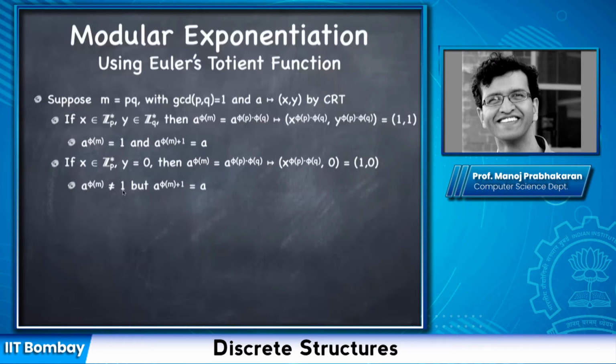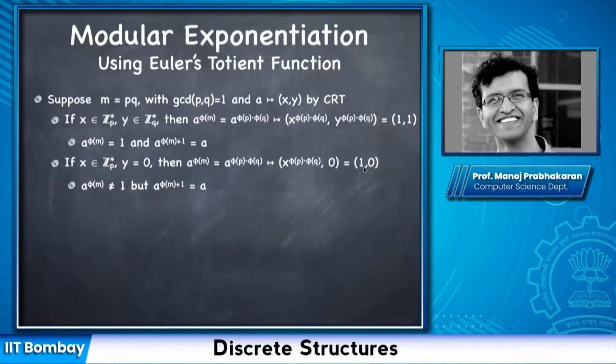Okay. However, if I multiply both sides by a, what do I get? Here it's a to the phi m plus 1. And here it is x times 0. But x comma 0, is that not what the CRT representation of a was, right? Because y was equal to 0.